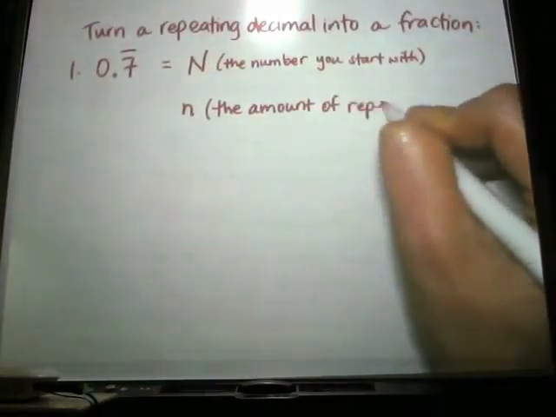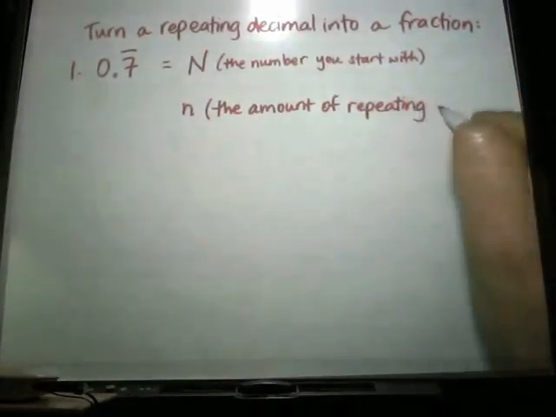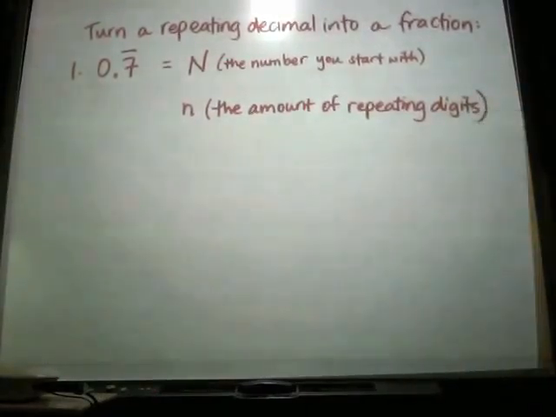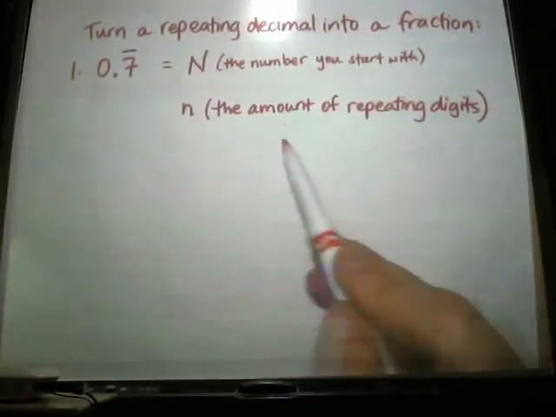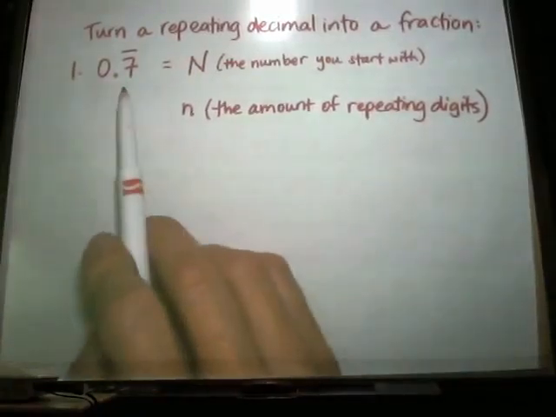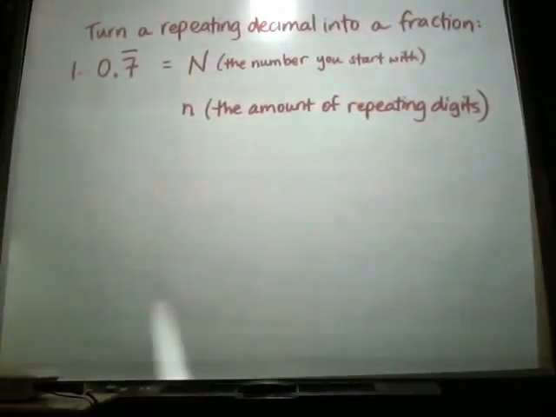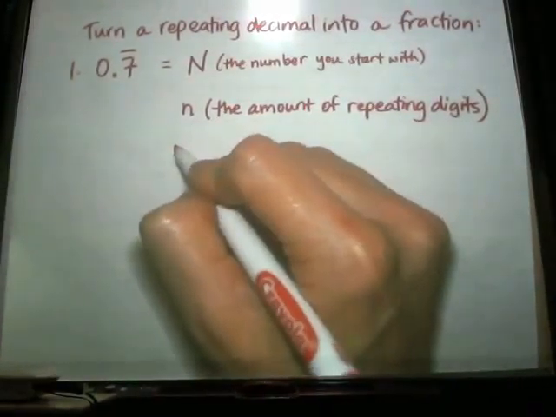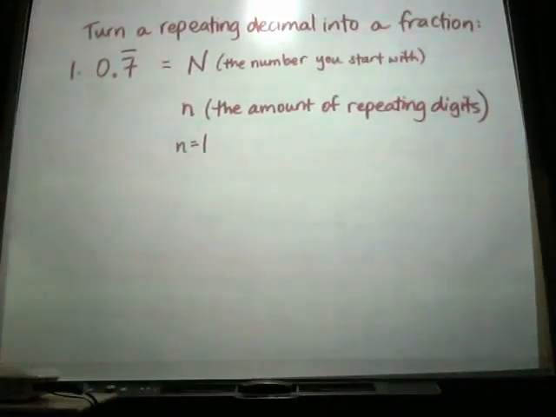Now, we're going to use a little n to represent the amount of repeating digits. How many numbers are there that are repeating? So this one is just 0.7 repeated. So 1 digit repeats, the 7. But we could have, maybe it goes 7, 2, 7, 2, 7, 2 until the end of time. Then this little n would be a 2, the amount of digits that repeat, 2 digits repeat. Here, this little n will be 1 because only 1 digit repeats, the 7. Okay, so in this example, n equals 1.